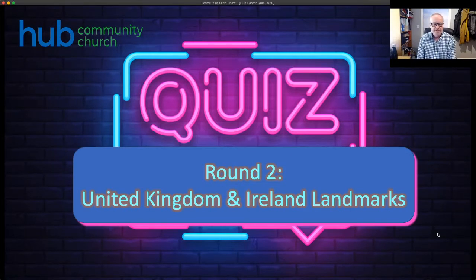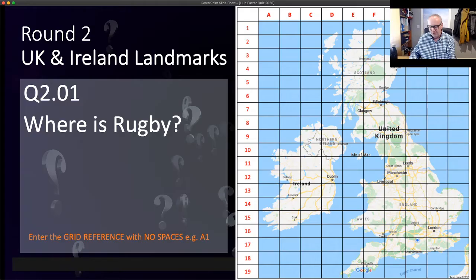Okay, hopefully you finished round 1 and you're now ready for round 2. So this is the geography round, and we've got questions about United Kingdom and Ireland landmarks. So let's see how you get on with this round. So the questions are all based on this map.